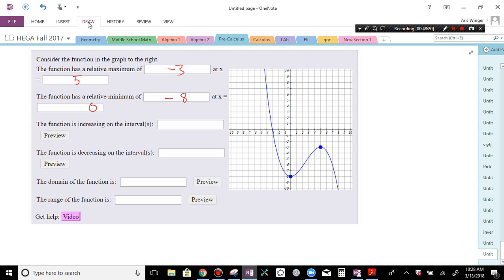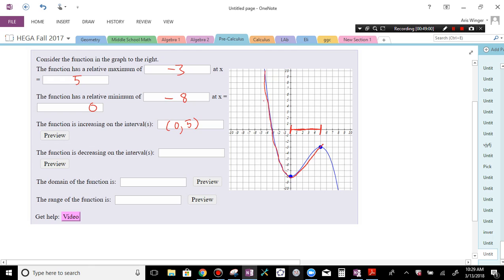This function is increasing whenever it's going up. And so it starts increasing from here to there. You track that by looking at the x interval over which that occurs. So it's only increasing over this interval, 0 to 5. Okay. It's decreasing from here to here, right?